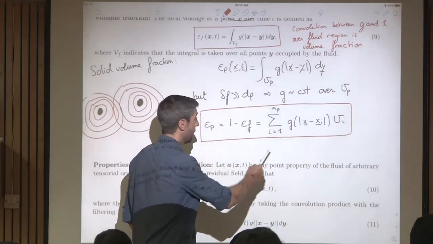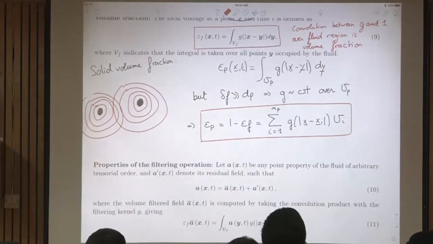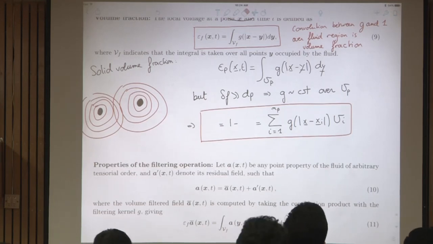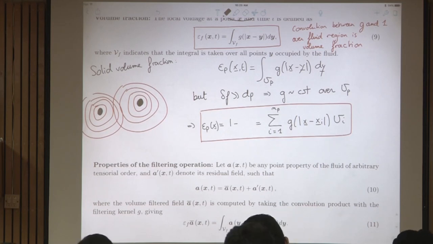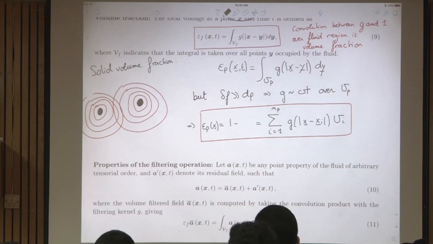Let me make one thing more explicit here, or else it can be a bit confusing. Here I'm evaluating epsilon_p at position x. I'm sitting at x, I look at the value that my filter centered at x takes at the position of the particle, or vice versa, the value that the filter centered at the position of the particle takes at my location. I multiply that by the particle volume, I sum it up over all particles, and I'm done with my calculation.